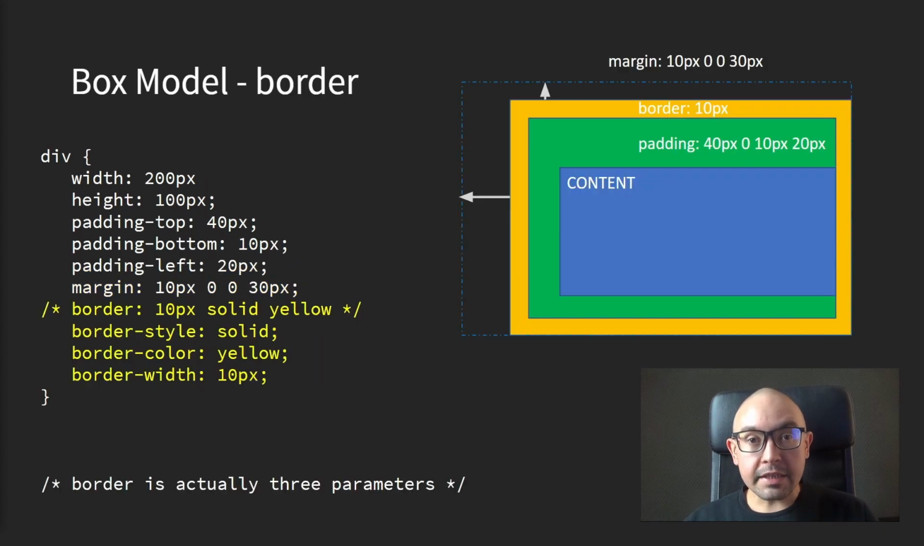The last outer layer of our box is the border. We can treat the border as the frame of our element. It can be defined shortly with the border property name, with provided several values related to its width, style, and color. We can also define each of these aspects of the border with a separate property.